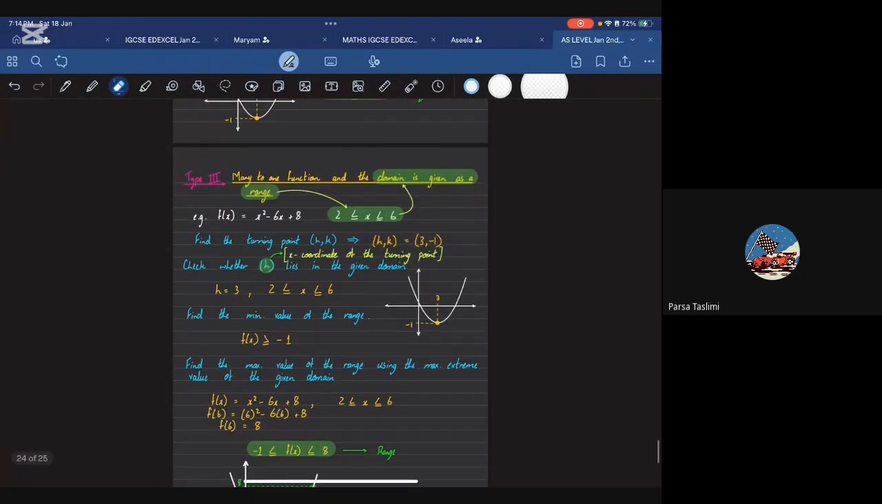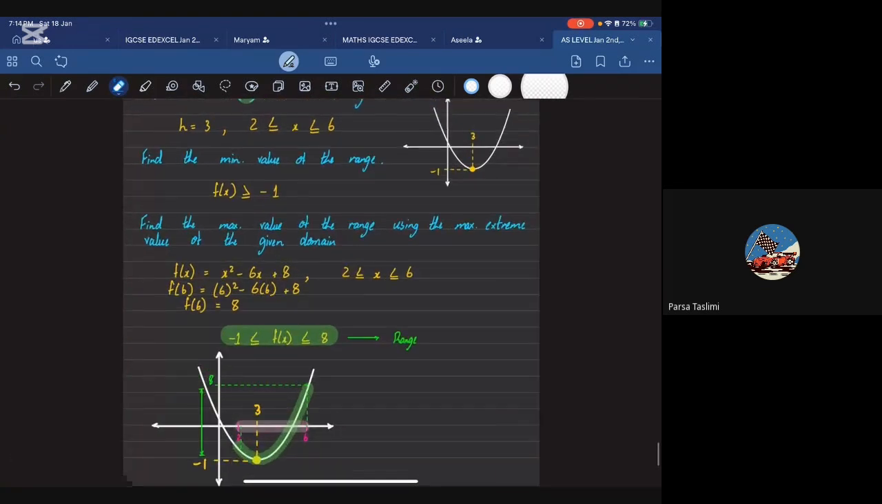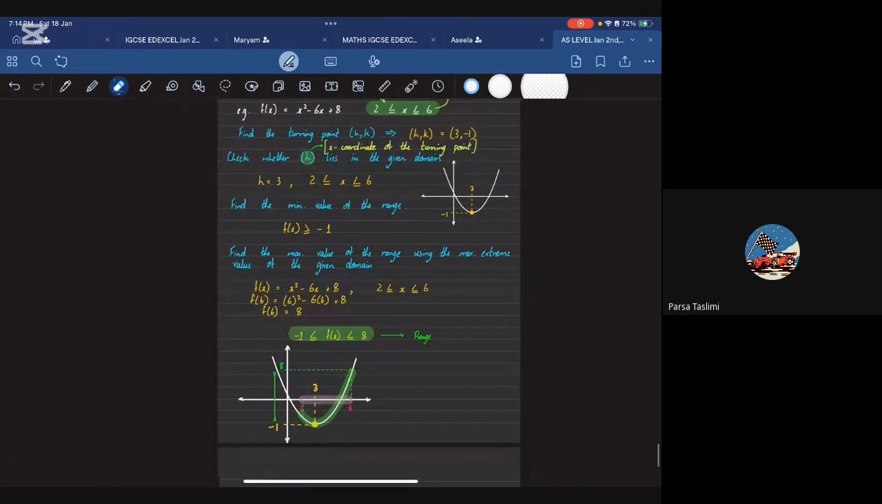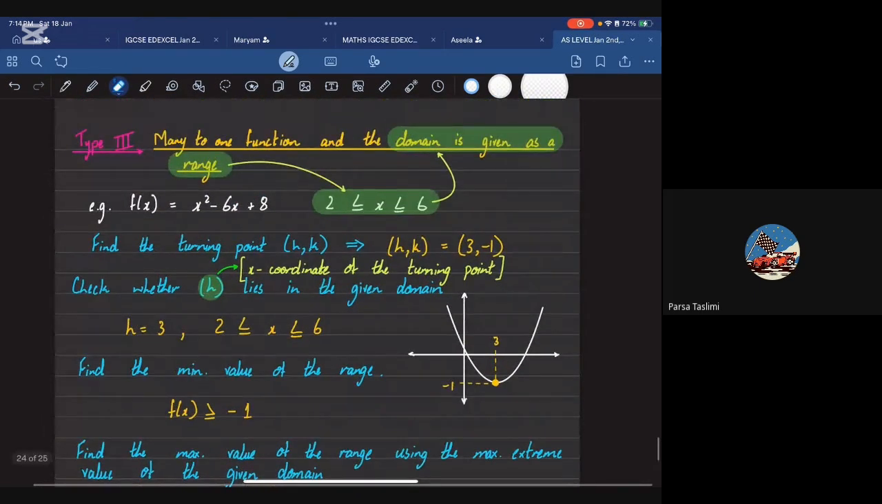Now, in our last class, we were done with type 3 of the functions, which was the many to one function, where the domain is given as a range. In today's class, as you saw in the last class, when it was a many to one function and the domain itself was given as a range of values, you had to find the range of that particular function.